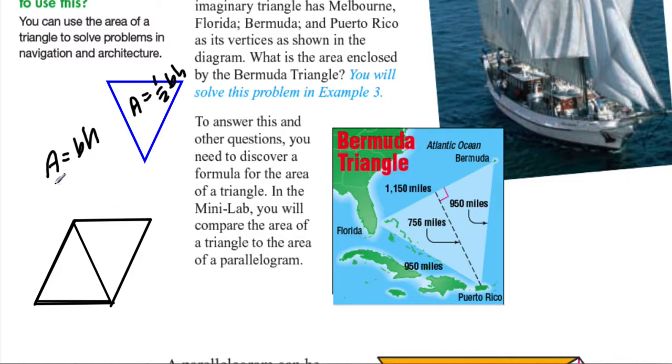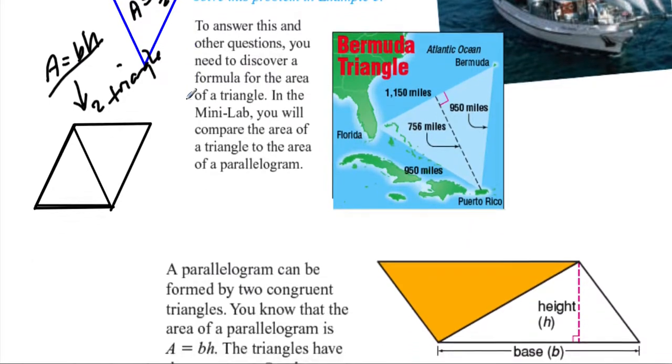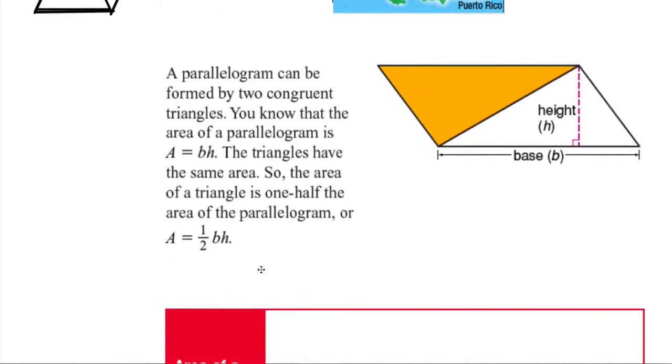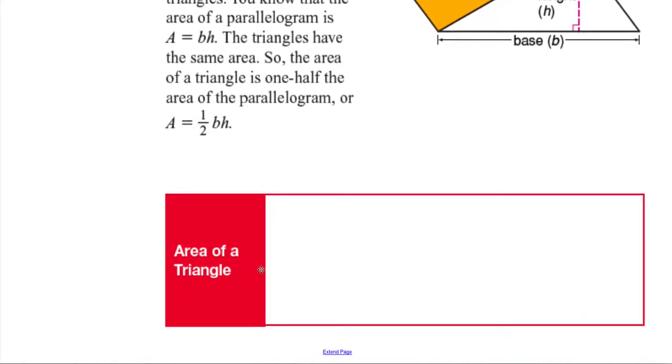We know for a fact that in a parallelogram there are two triangles, and if I only get the area of one triangle, it will be 1/2 the area of my parallelogram, or 1/2 base times height. A parallelogram can be formed by two congruent triangles, the orange triangle and the white triangle. You know that the area of a parallelogram is base times height. The triangles have the same area, so the area of the triangle is 1/2 base times height.